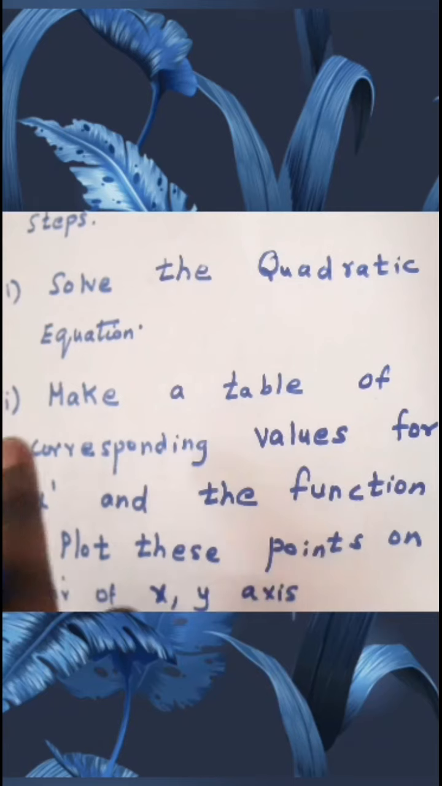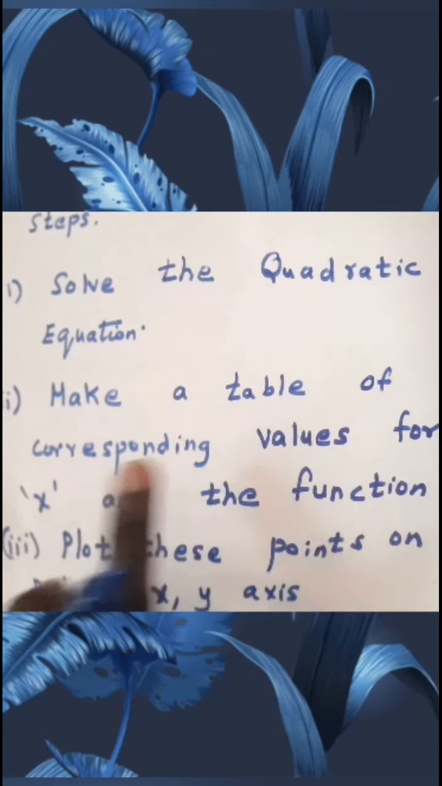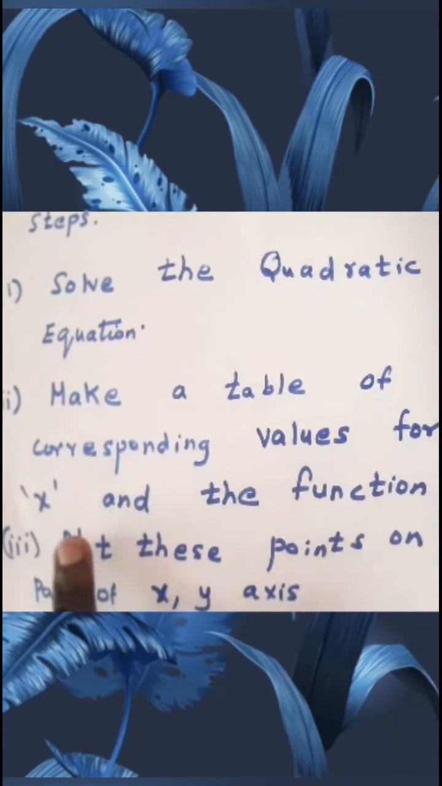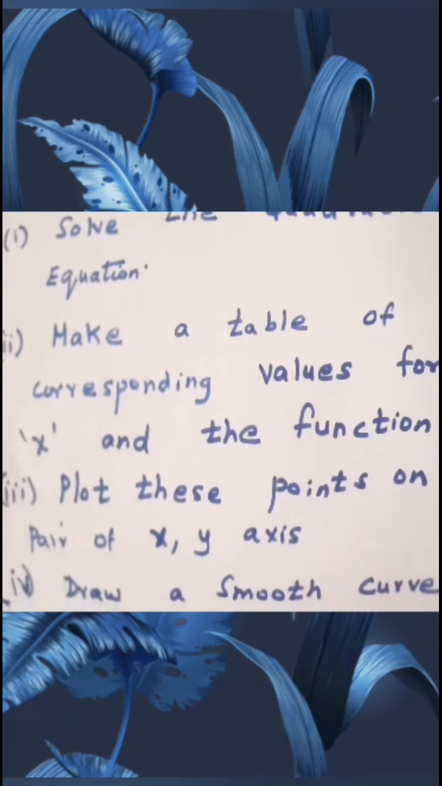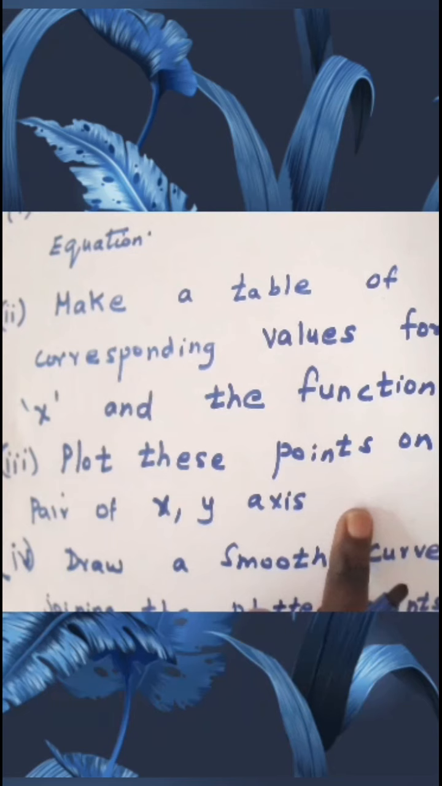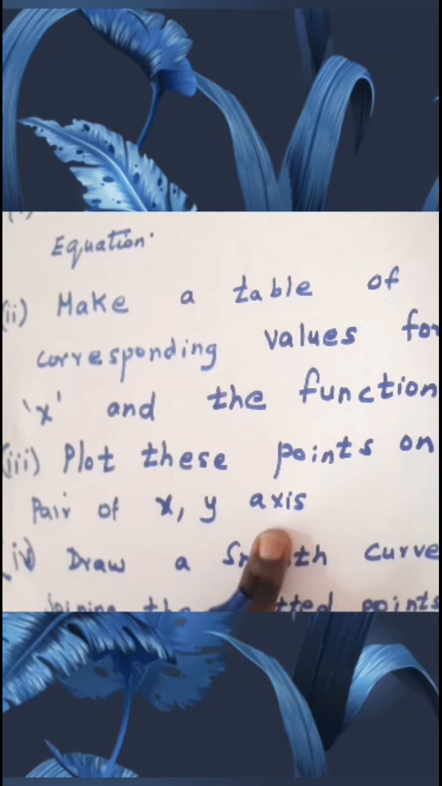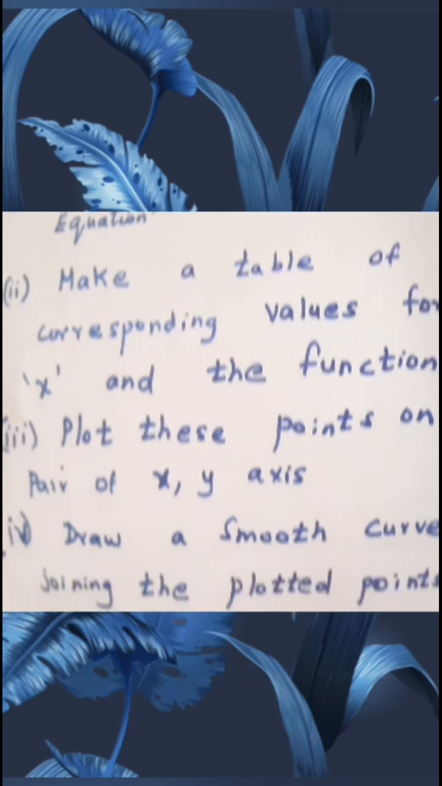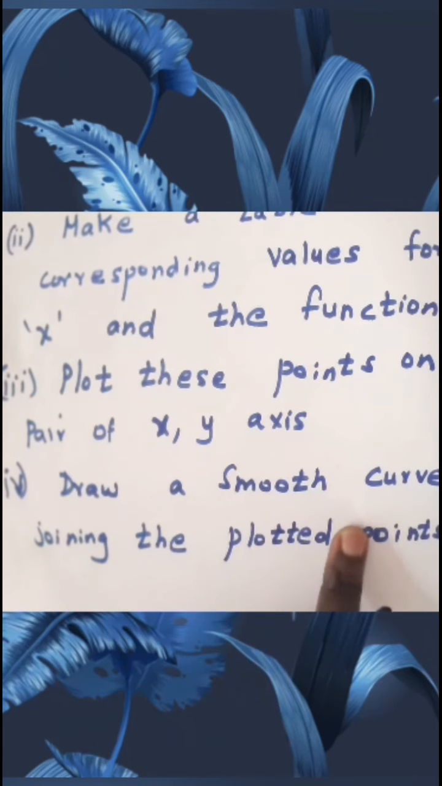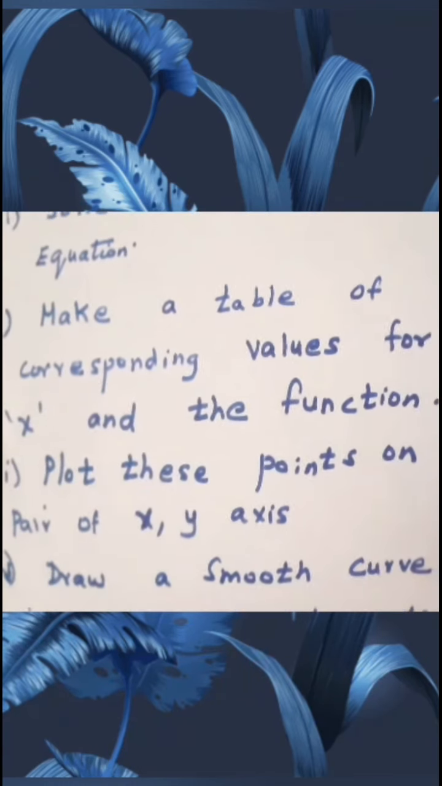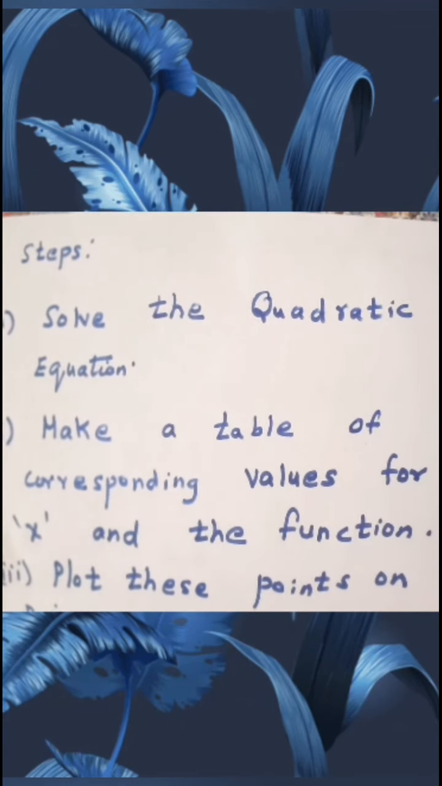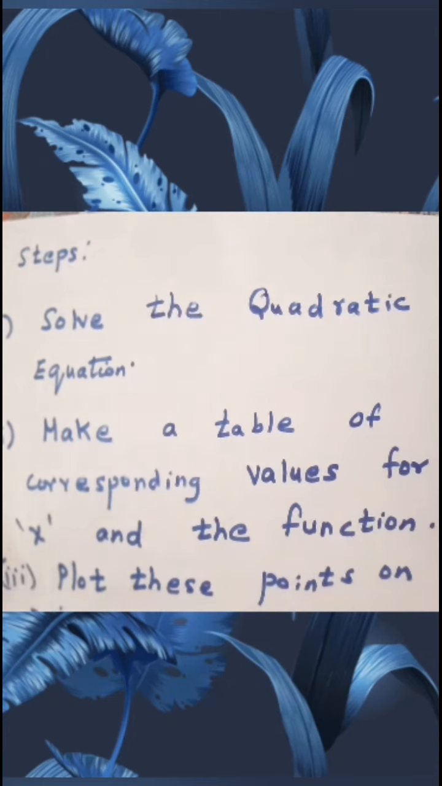Second, you have to make a table of corresponding values for x and the given function. Third step, you're going to plot the points on the x and y axis. You're going to plot all these points in a graph. Finally, you have to draw a smooth curve joining the plotted points. These are the steps you're going to follow to draw the graph.